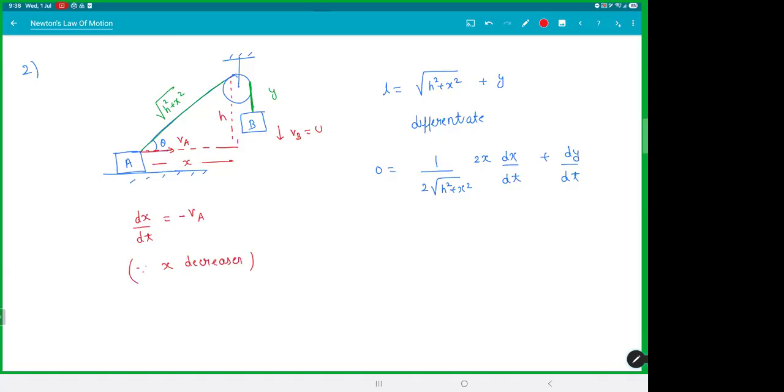Technically, we should have done that for the previous one also, but it works out because you're taking all positive and all negative, right? And what about y? When b is coming down, y is increasing. dy by dt is plus vb since y increases. If you see, we did this in rate of change in calculus. Signs will matter. So now this would be x by root over x square plus h square, which is your cos theta, and dx by dt is minus va. This is your vb. So we get va is equal to u by cos theta.